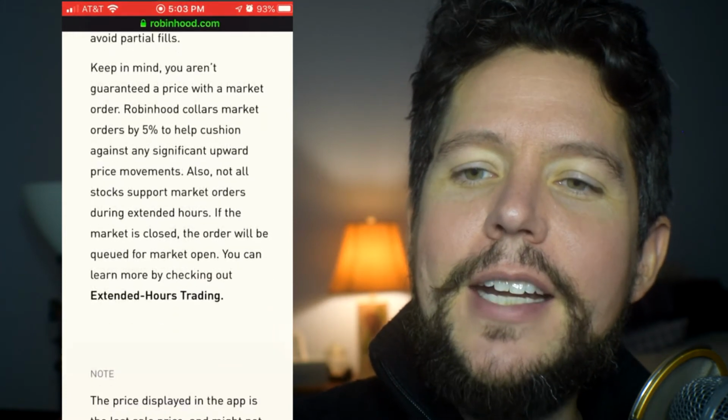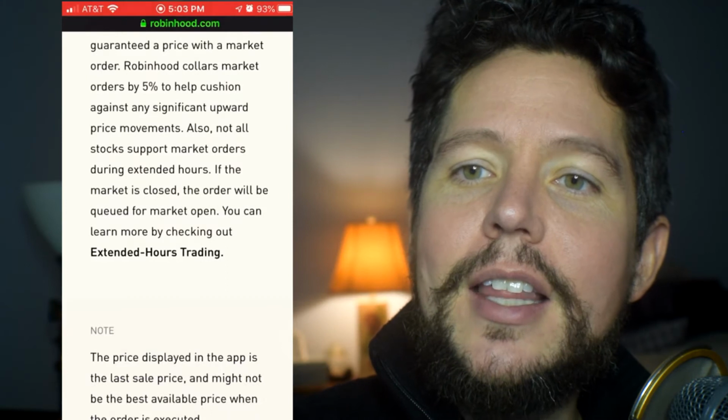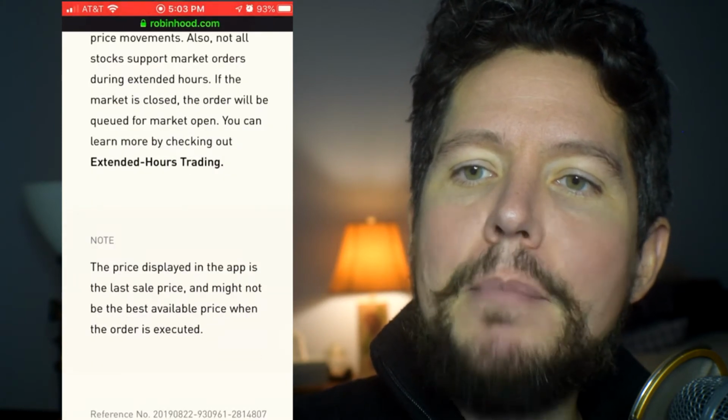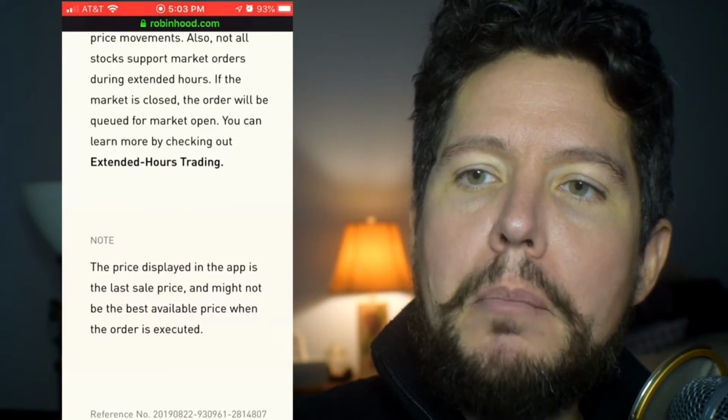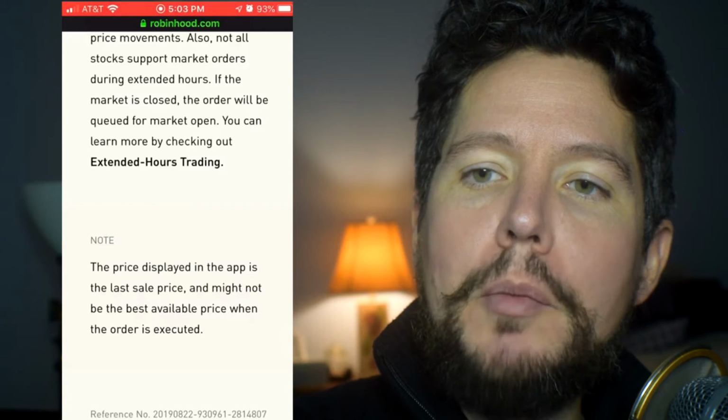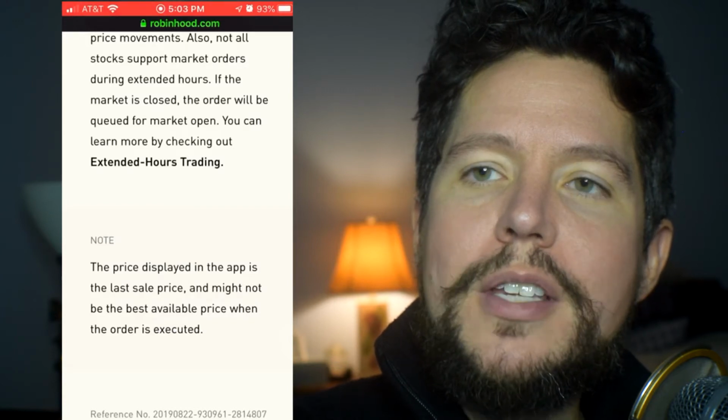All right. And then here there's a little note at the bottom. The price displayed in the app is the last sale price and might not be the best available price when the order is executed.